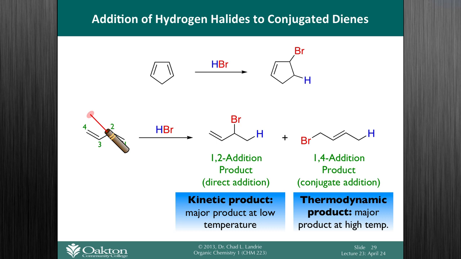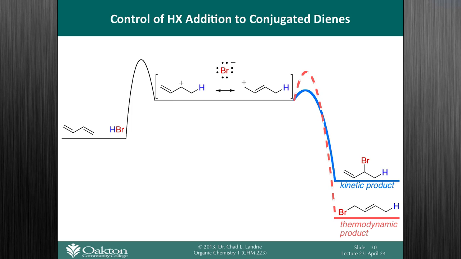If we look at the mechanism for this reaction, we can see that if we protonate this alkene with HBr, again, protonating the least, so that I get the most substituted carbocation. Because this is an allylic system, an allylic carbocation, there are two resonance structures that I can draw, which means that bromide could either add to carbon 2, or it could add to carbon 4, to give me the two products that I saw in the previous slides.